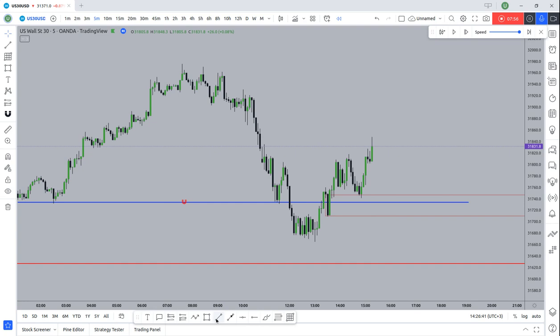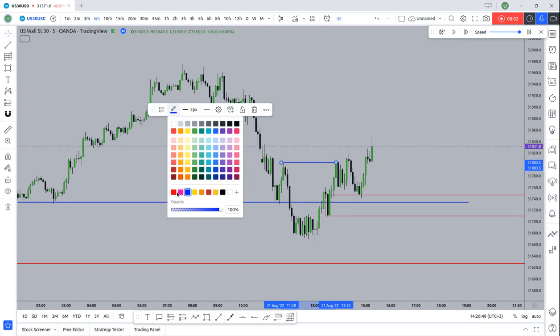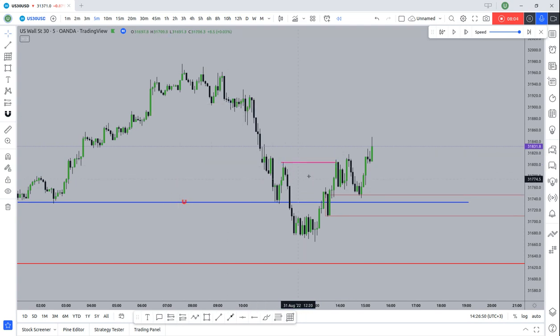And now we have a break in the market structure in here. Let me change color. This is a break in the market structure because this low created a high. This high broke this low. Price has gone up and breaks this high. So that's a break in market structure.